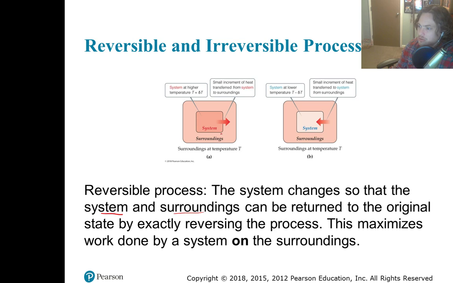So here's our system and its surroundings, like that box that I drew at the beginning, and this is heat change going from the system, which was at a higher temperature, losing heat to the surroundings. All right, and in order to make this a reversible process, it has to be small increments. It has to go very slowly. And what this allows is that it maximizes the work done by the system on the surroundings, or vice versa, the surroundings on the system, like what's going on here.